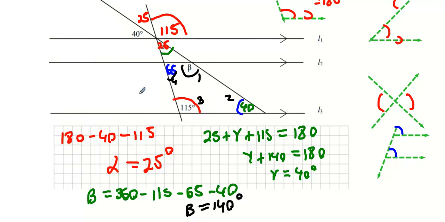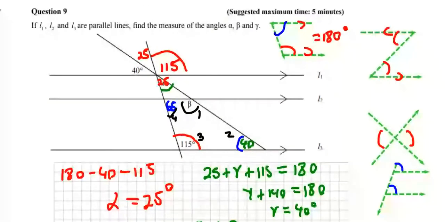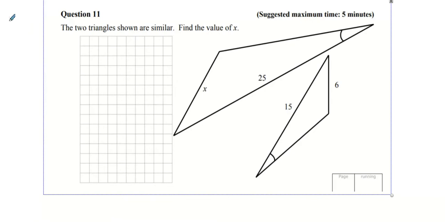Okay, perfect. Let's move on. So that's question 9. So I've done 1, 7, 8, 9. Now I'm doing 11.